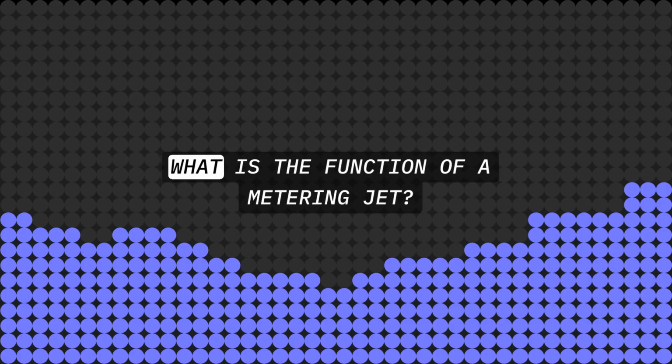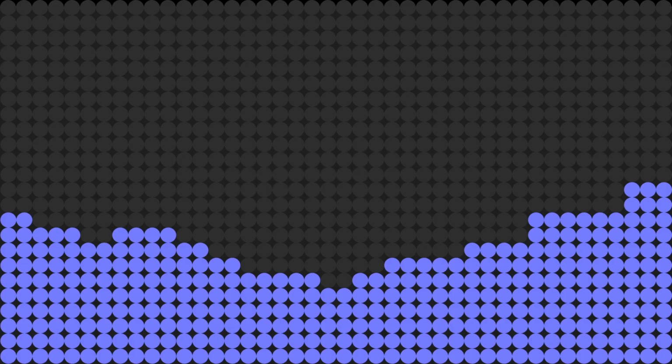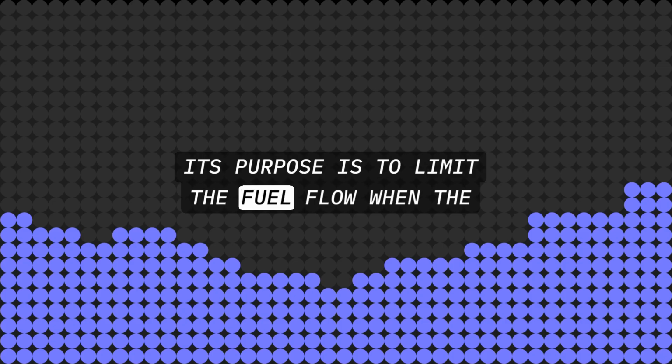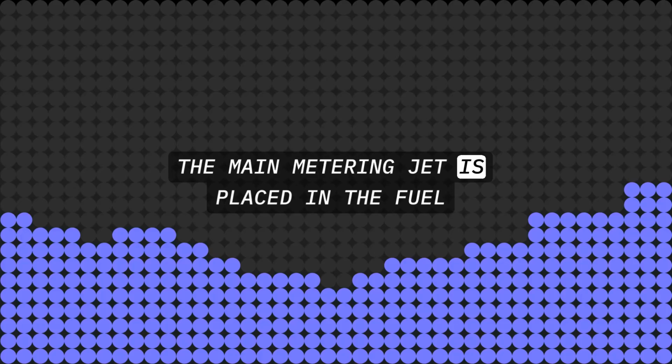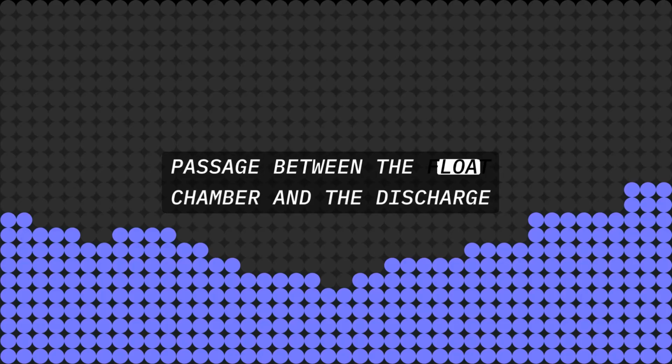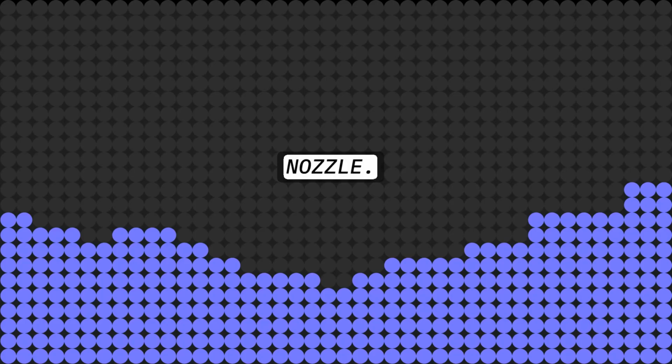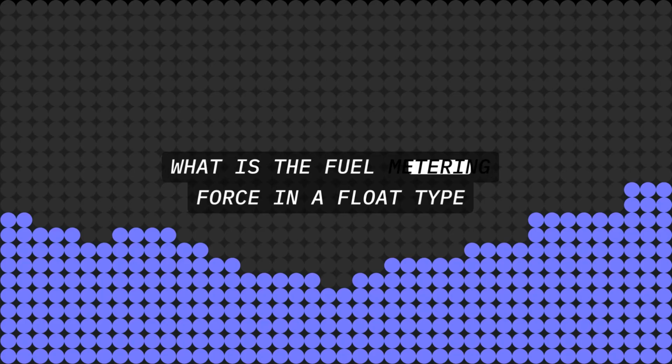What is the function of a metering jet? Its purpose is to limit the fuel flow when the throttle valve is wide open. The main metering jet is placed in the fuel passage between the float chamber and the discharge nozzle. What is the fuel metering force in a float-type carburetor?